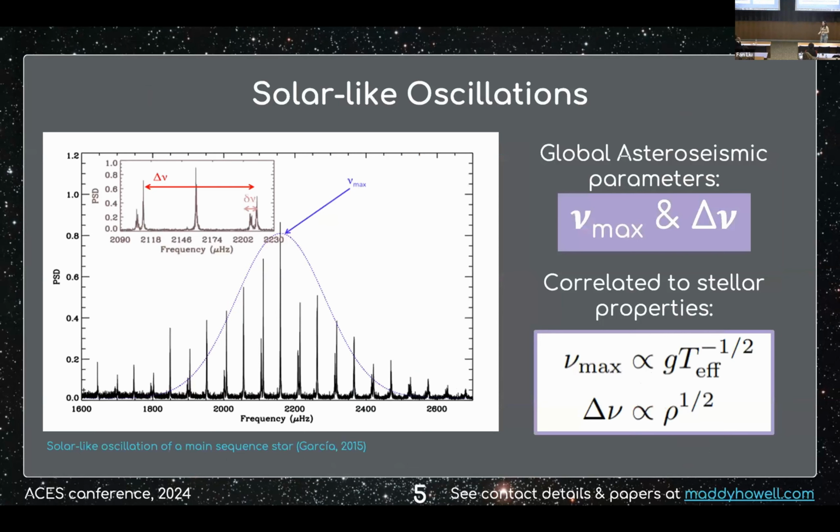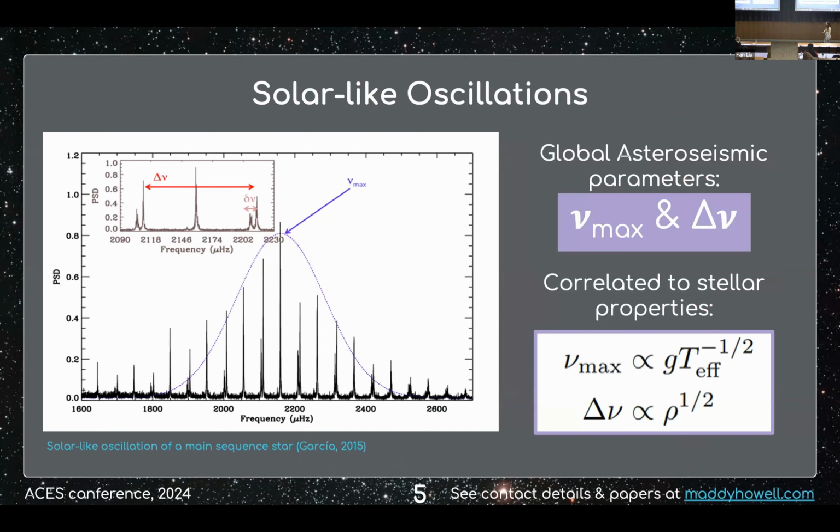So to actually measure solar-like oscillations, we take a Fourier transform of either a spectroscopic or a photometric light curve. And they appear as these comb-like Gaussian-shaped structures. And I show an example of a solar-like oscillation for a main sequence star there on the screen. Now there's 2 global asteroseismic parameters that we measure from the solar-like oscillations. The first one is nu max, and that is the frequency of the maximum acoustic power, and that's illustrated in purple.